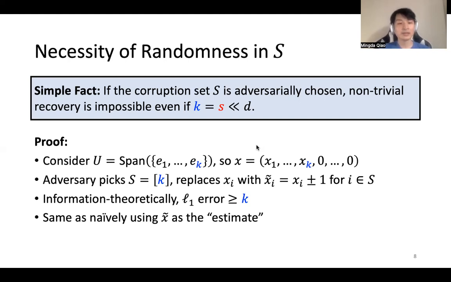In this proof, the only reason for the adversary to succeed is that the locations of the corruptions are perfectly aligned with the informative entries in the data vector. And in our actual model, S is randomly chosen, so this first case will happen very unlikely.